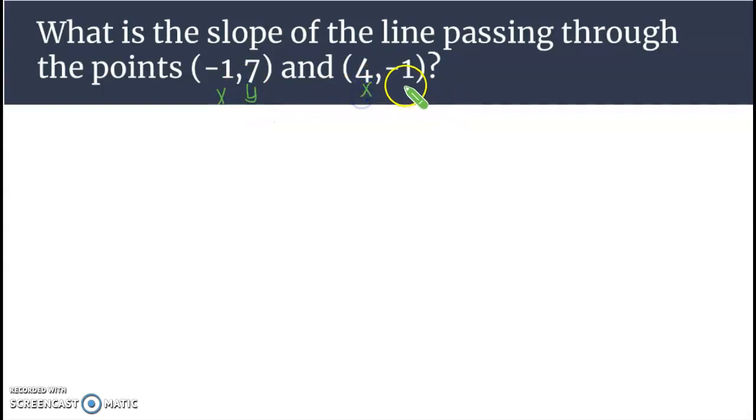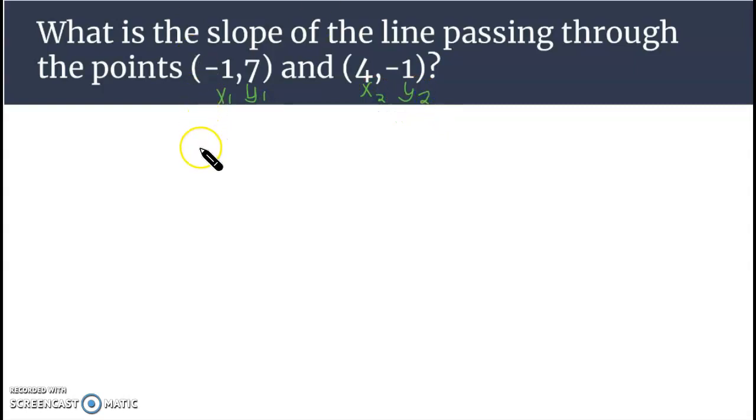Now, I'm going to give you a formula here to find the slope of a line. But in order to do this, notice we have two xy coordinates. I need to distinguish them. I'll call this one x1, y1. I'll call this one x2, y2.